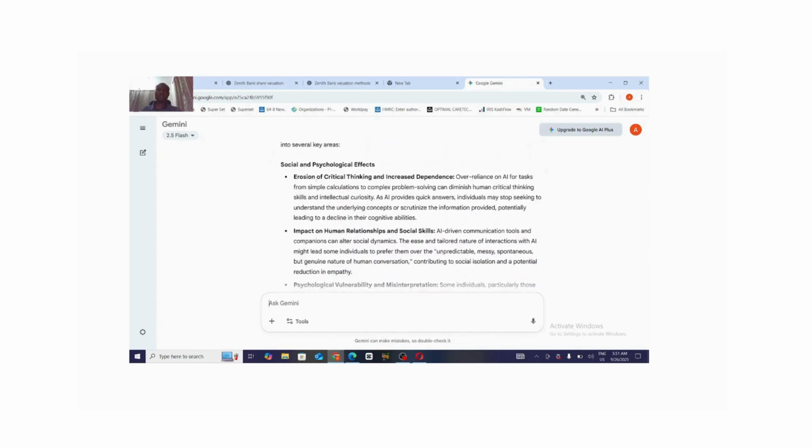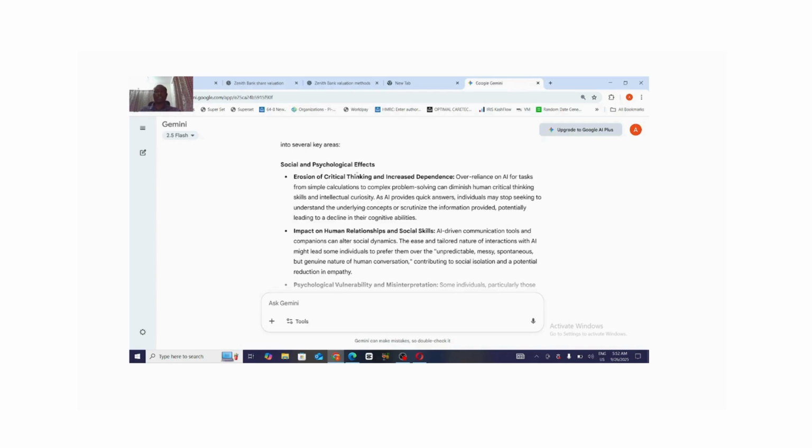It said erosion of critical thinking and increased dependence. Now, what does this mean? It means that I remember back in school several years ago, the lecturer usually gave us some kind of assessment, critical thinking questions that you had to think very well before you get an answer. And with the advent of AI, critical thinking skills have already been eroded. Human beings are beginning to lose these critical thinking skills. They are beginning to lose their ability to be very creative with their brain.